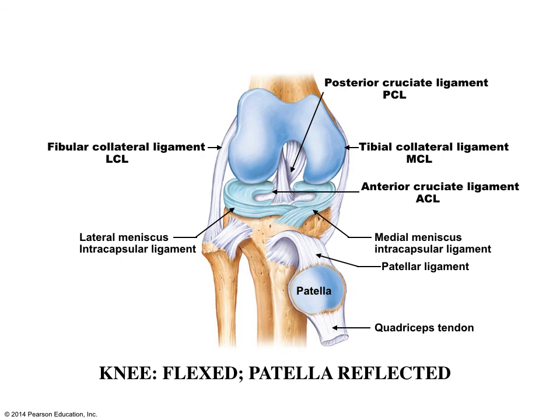In this diagram where the knee is flexed and the patella is reflected, we could see the two intracapsular ligaments, which would be the anterior and posterior cruciate ligaments. You could also see the menisci, medial and lateral meniscus, which cushion and deepen the articular surface of the knee joint.